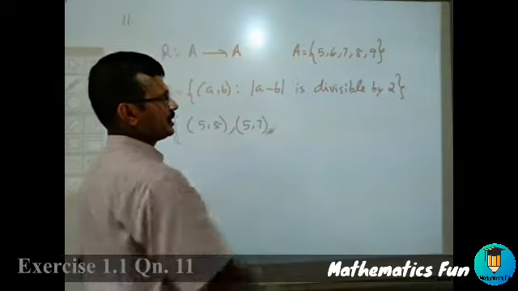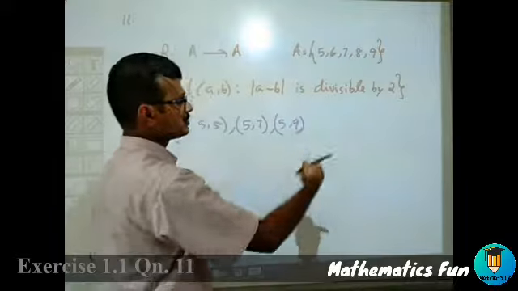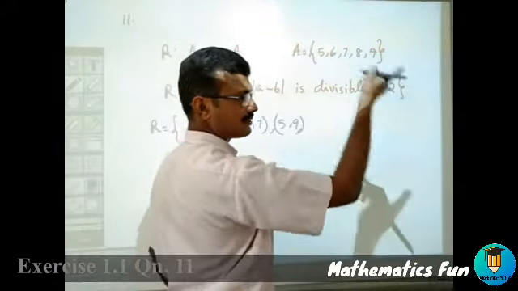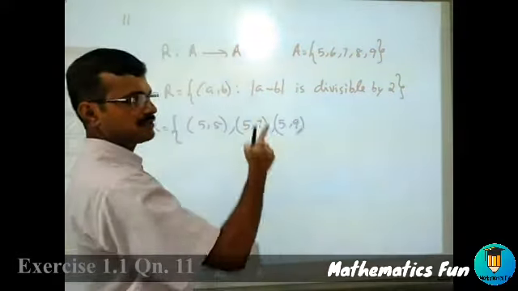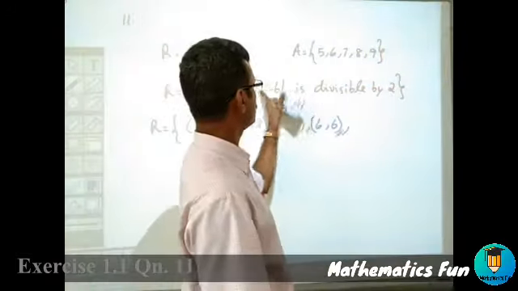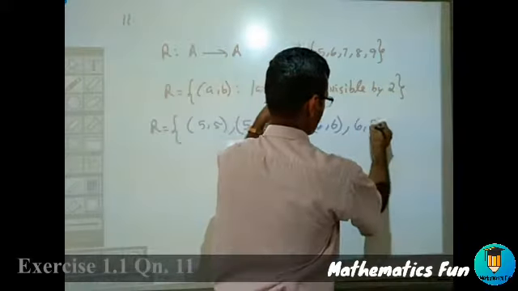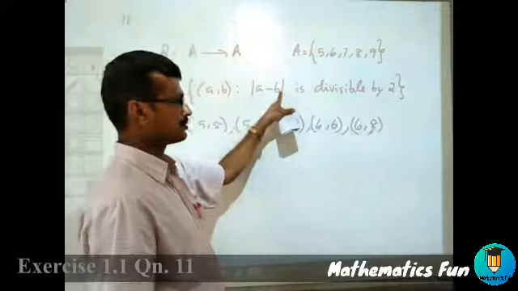Now 5, 8 is not possible, 5, 9 is possible, since 5 minus 9 is divisible by 2. Now with the 6, if I go first one, 6, 5 will come, but that is not possible, since 6 minus 5 is 1. 6 minus 6 is possible, so 6, 6 is possible. 6, 7 is not possible. 6, 8 is possible, since 6 minus 8 is divisible by 2. 6, 9 is also not possible.